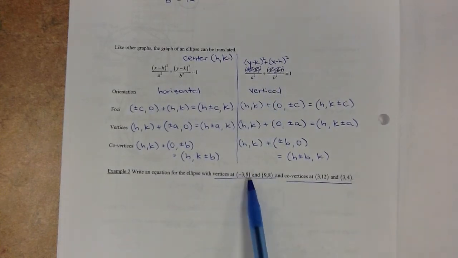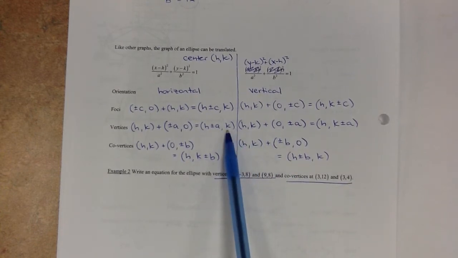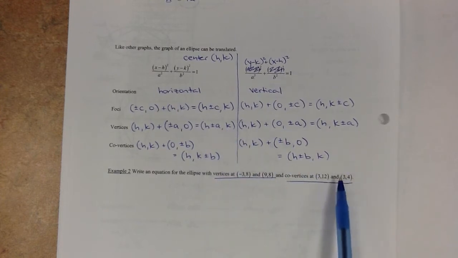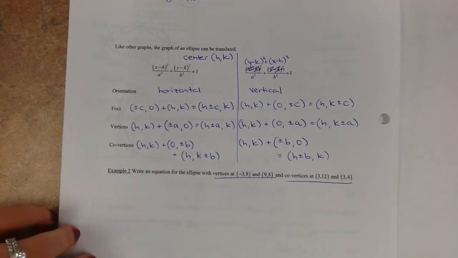So notice this. Here, 8 stays the same. So look at the vertices. Here, K stays the same. Look at the co-vertices. 3 stays the same. Here, the X value stays the same. That makes this horizontal.